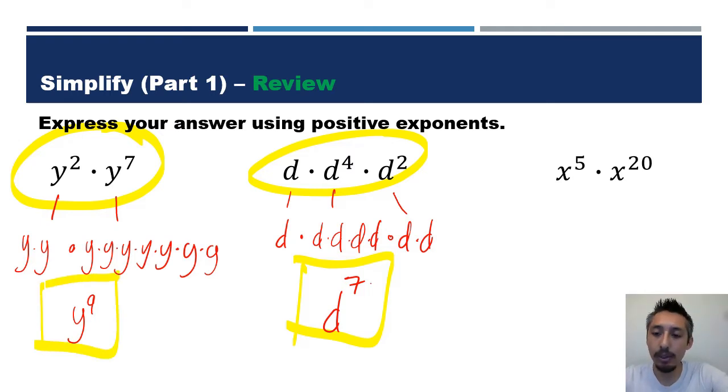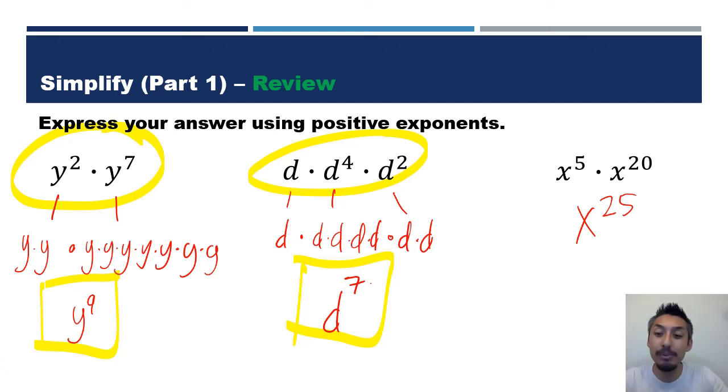For this last one, I'm going to go ahead and give you the answer first. This is x to the power of 25. By now, you've probably recognized that there's a pattern, and there's actually an easier way to do this than having to expand every single time. And that's exactly what we're going to talk about.